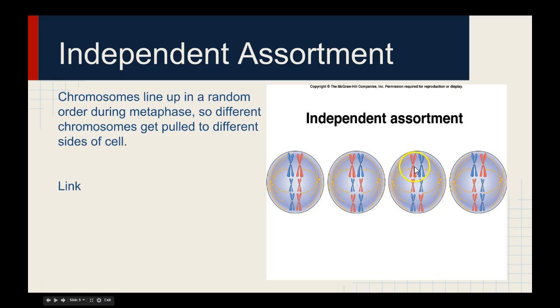Here's another different combination: red, blue, blue, red. That's different. So every time they line up in the middle, this order can be different, and because of that, that creates more variation. So it's crossing over and independent assortment that create the genetic variation in meiosis. And again, watch the link to that because it's pretty good.